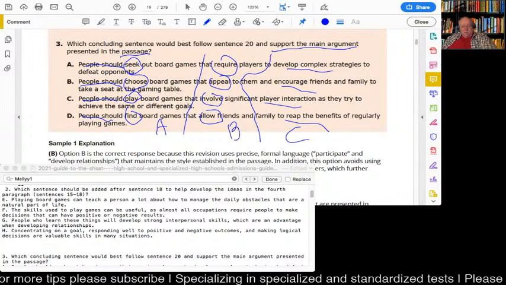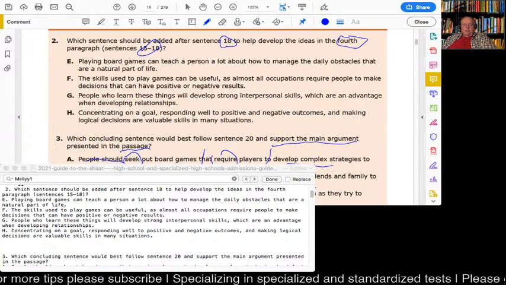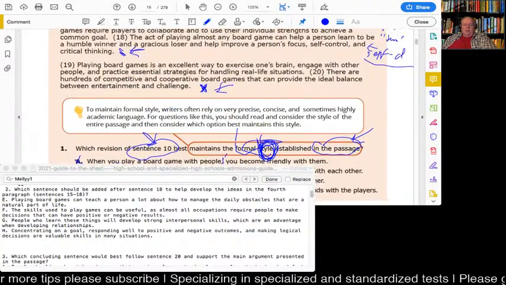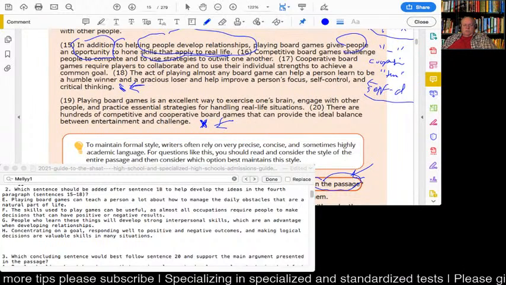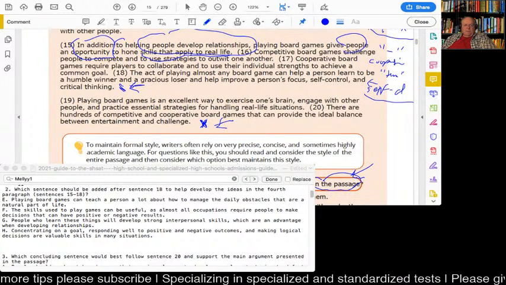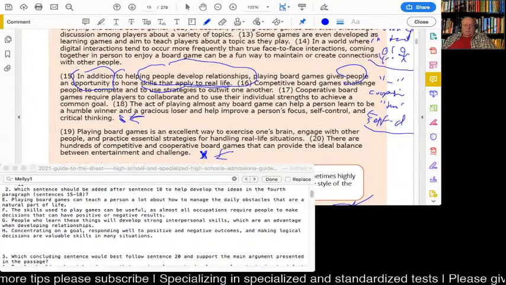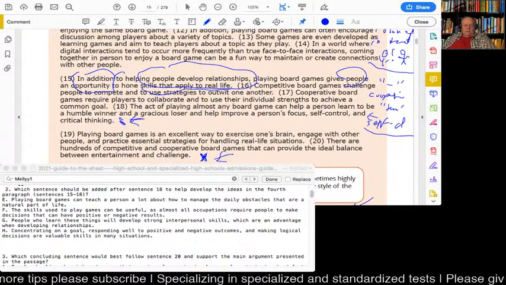So here's what I'm going to do. I'm going to bring the last paragraph back up, which is really the whole passage. So let me scroll this to where we can get some of the paragraphs there, and also the last group of questions.